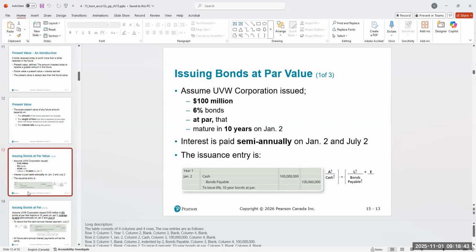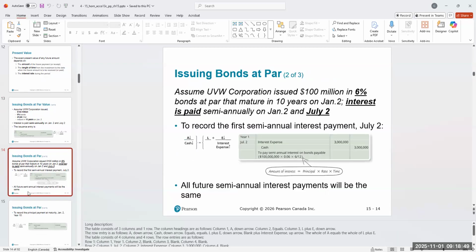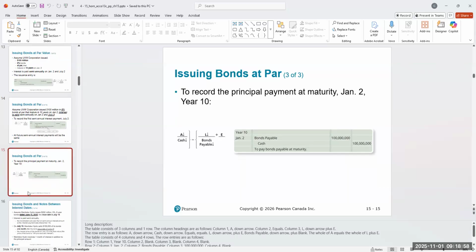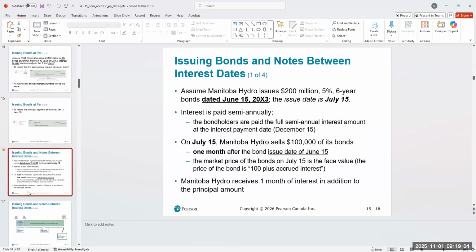How much interest will that be? 6% of $100 million for the next 10 years. So on every interest payment date, we have to pay $3 million. So $6 million per year. And at the end of the bonds, when the bond is retired at year 10, we have to repay the whole amount.